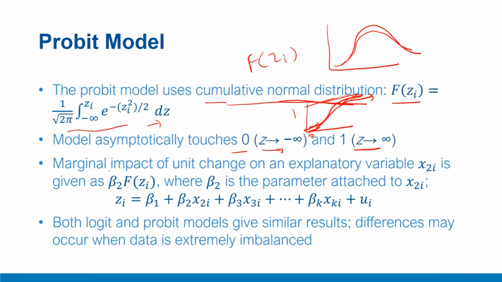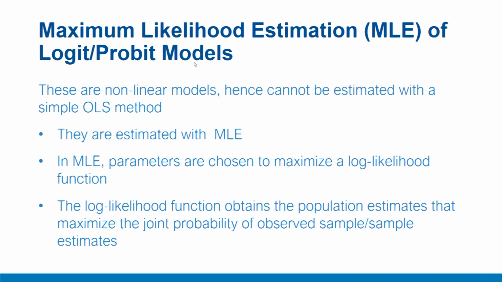Second, the interpretation of the marginal impact of xi on the probability remains identical. Only when we derive this formula of marginal impact, that is dpi upon dxi, the resulting formula is slightly different. It is beta 2 times f(zi), where beta 2 is the parameter attached to x2i. And remember, zi was beta 1 plus beta 2 times x2i plus beta 3 times x3i, and so on.